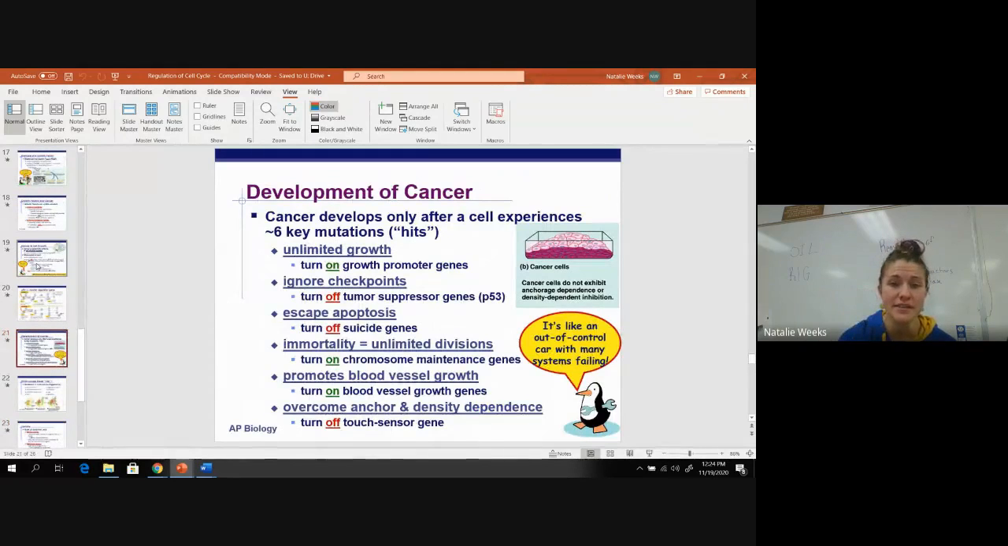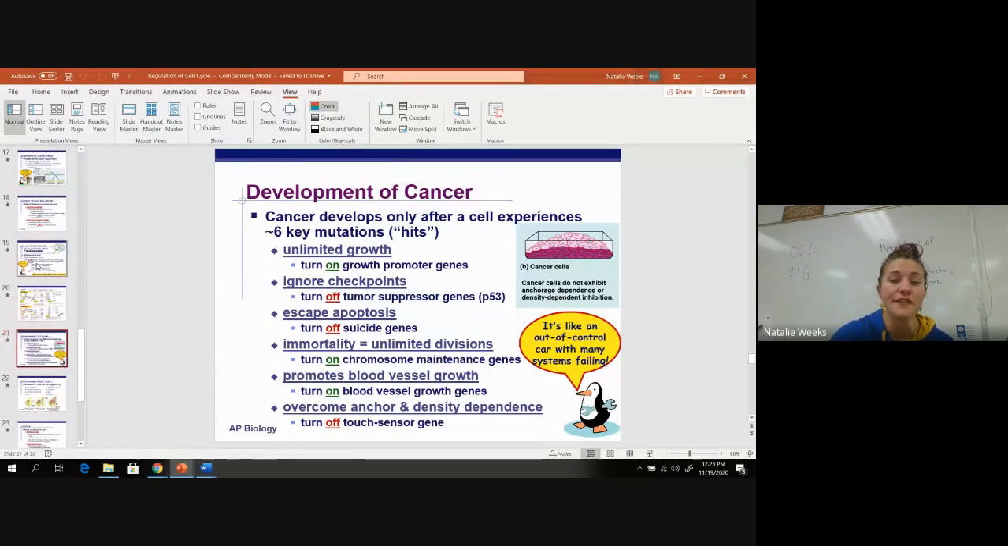This whole big list shows 6 different ways, 6 key mutations, that happen in order for cancer to occur. If we turn on a growth promoter, that's going to cause unlimited growth and create a tumor. A growth promoter, promoting means like, yeah, you go. That's going to cause unlimited cancer growth. If we ignore the checkpoints, so if we turn off tumor suppressor genes like P53, we're going to ignore those cell checkpoints and we're going to make copies of damaged DNA.